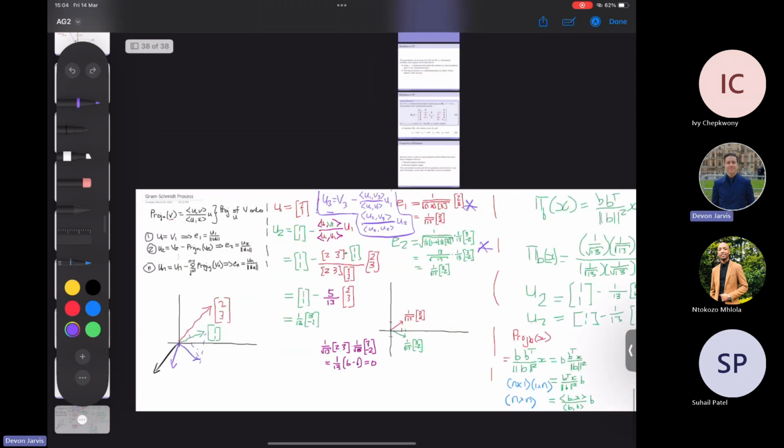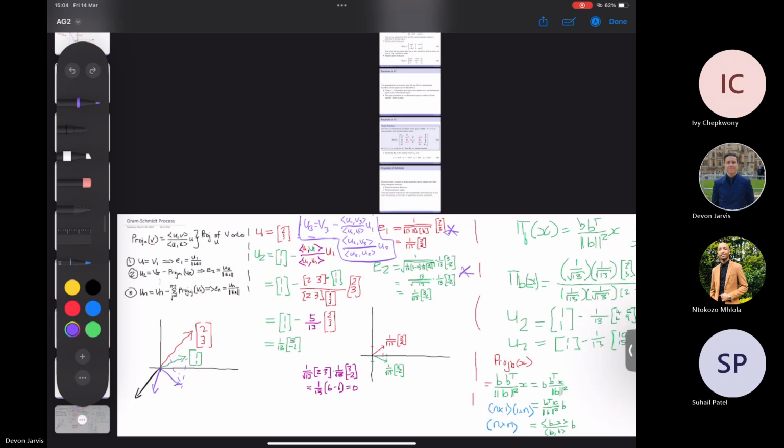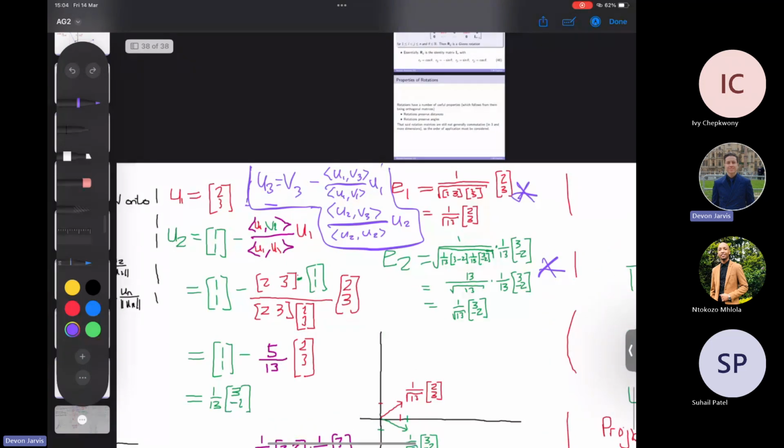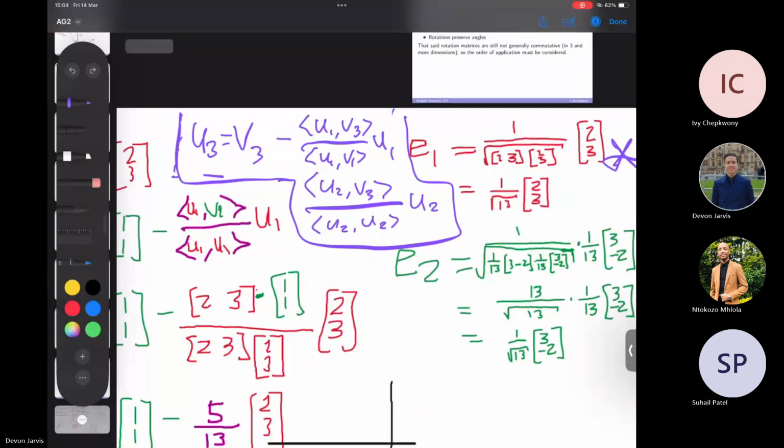All right, everyone comfy that they can do Gram-Schmidt orthogonalization? What's up? Your minus... My minus got swallowed up. Thanks. Good catch. Nice, thank you. All right, we good?